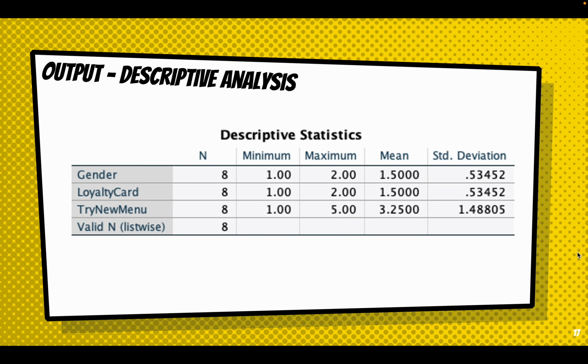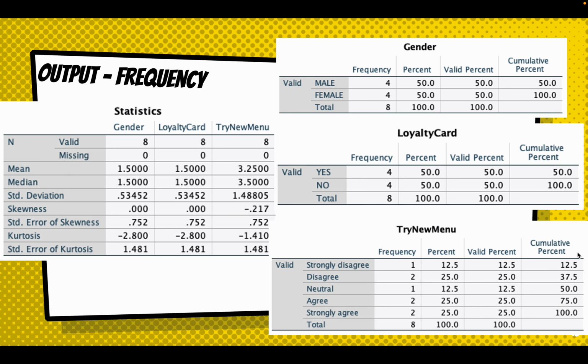This is how your output should look. Focus on the frequencies and descriptives tables to interpret your data set correctly. Here is the frequency table. It gives you a breakdown of how many respondents fall into each category. This is especially important for categorical variables.